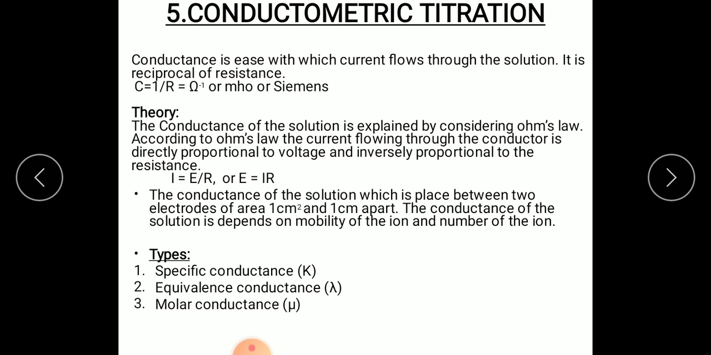Just to categorize these three, you need to remember that in the first, specific conductance, the electrodes placed have an area of 1 cm square and are 1 cm apart; that is the standard. In equivalence conductance, 1 gram equivalent weight of solute is placed, and in molar conductance, 1 gram molecular weight of solute is placed between the electrodes which have the same surface area of 1 cm square and 1 cm apart. So this is all about the types of conductance.